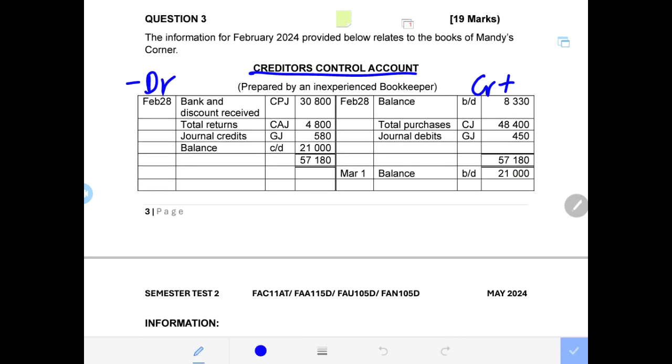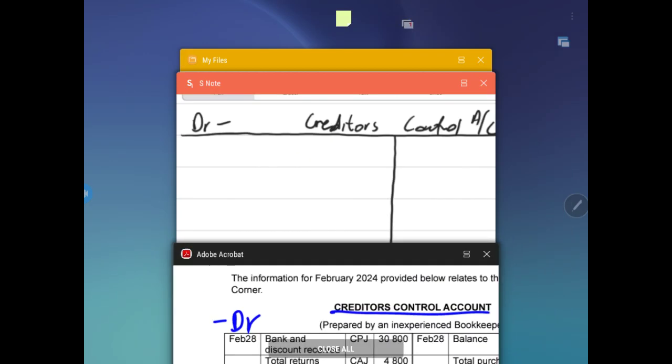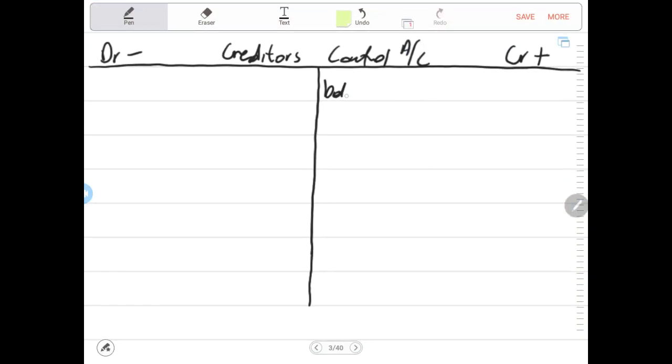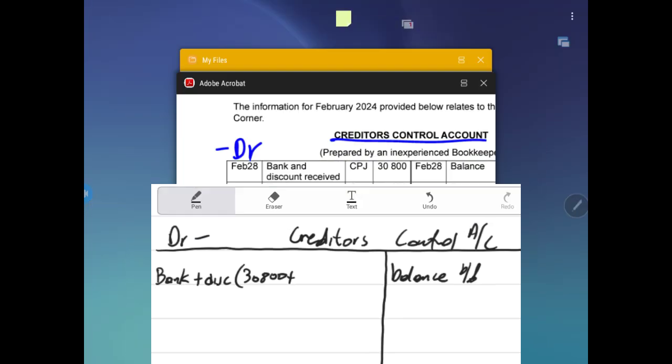Therefore, now we start with the opening balance of 8,380 Rand on the credit side. Then we have our balance, and we have seen that the balance is on the correct side. 8,380 Rand is our opening balance. Then we must record our bank plus discount, and we were happy with our bank and discount, which was 30,800 if I still remember correctly, but I will verify that.